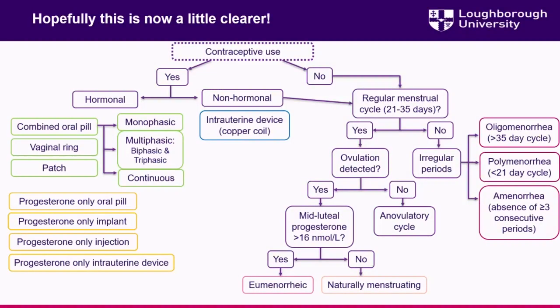Hopefully this is now a little bit clearer. This is just the slide I presented at the beginning, but hopefully what I'm now showing you is that there are hormonal preparations of contraception, some of which are combined, some of which are progesterone only. There are also non-hormonal versions of contraception. Obviously, we've got condoms that I don't need to mention on here for reasons of female physiology, but the copper coil is one that is of relevance.